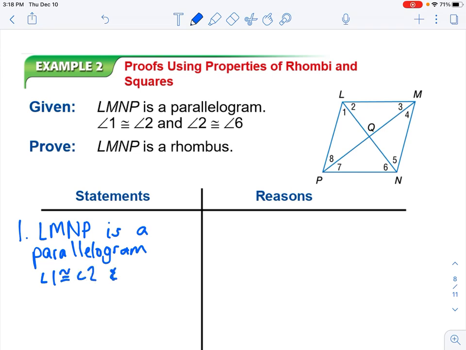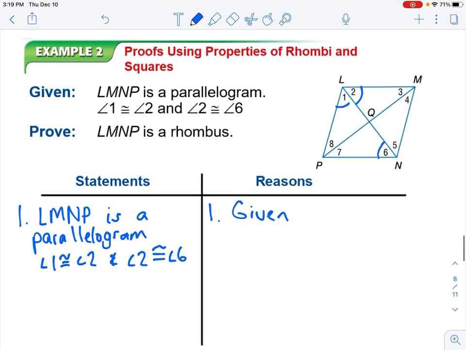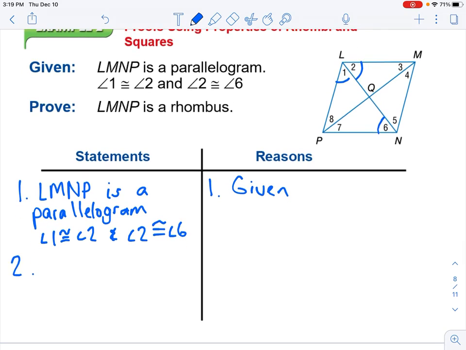And we know that angle 1 is congruent to angle 2, and angle 2 is congruent to angle 6. So I'm going to mark those out. This one, we are not trying to prove one of our new theorems. That would be a longer proof. We are just going to use our new theorems here and assume that the theorems are true.